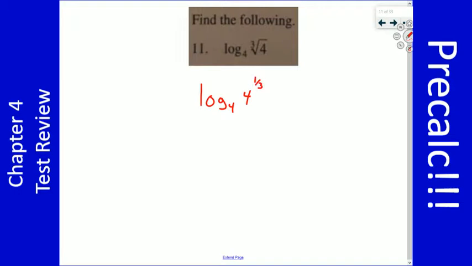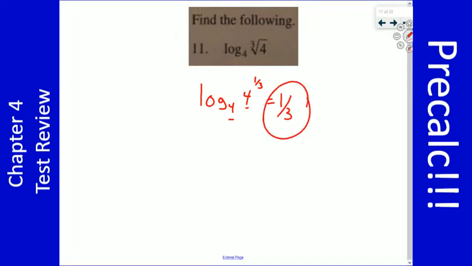So this is asking us, 4 to what power is 4 to the 1/3 power? Well, that's the same thing as saying 4 to the 1/3 power is equal to 4 to the 1/3 power. Okay, so our answer to this is 1/3.